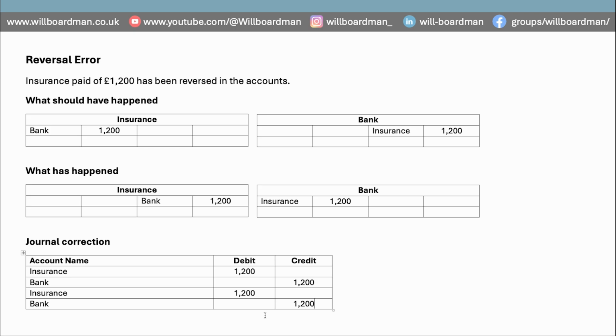Now, due to the nature of a reversal being on the opposite sides to what they should have been, it will always be the case where you're entering in the same transaction twice. So if you get this within an exam, don't doubt yourself, it is the same transaction twice.